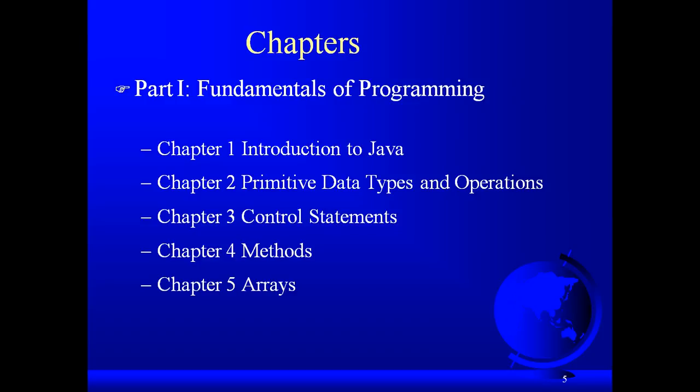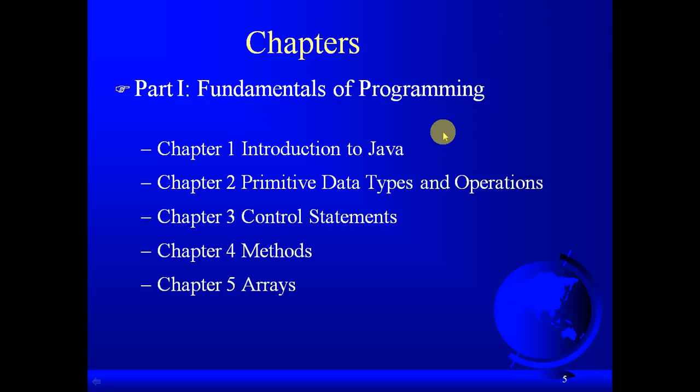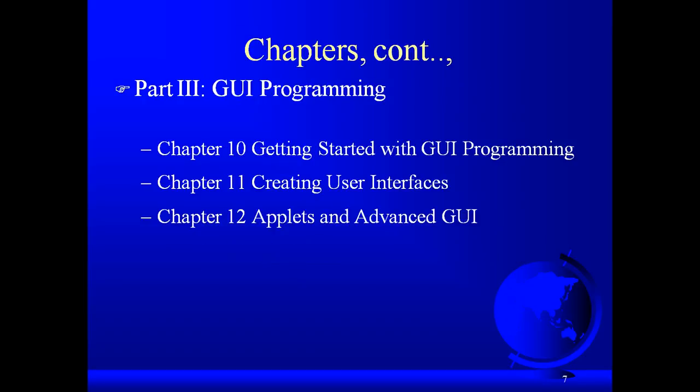Here we will give only an introduction to Java, primitive data types and operations, next control statements, methods and arrays. In the second level, part 2 of this Java programming, are objects and classes, strings, class inheritance, interfaces, and object-oriented software development. This is the basics of OOPS concepts.